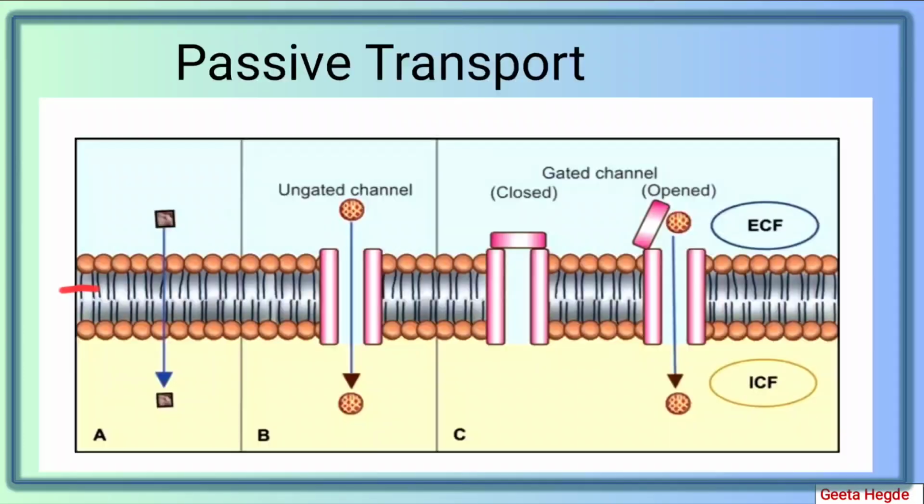Now, the channel proteins can be of different types. In the first diagram we see simple diffusion happening. In the second diagram there is facilitated diffusion happening through an ungated channel, and in the third diagram we see a gated channel which is opening and closing.